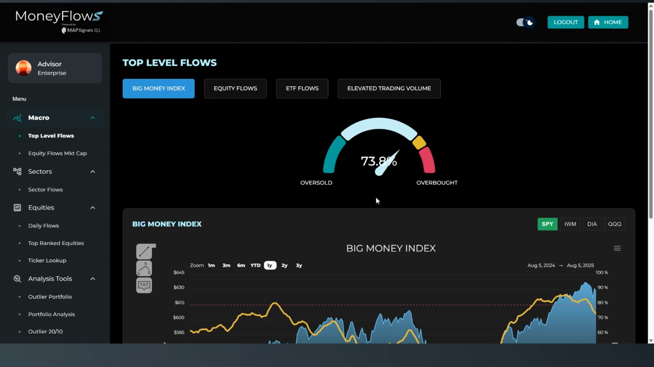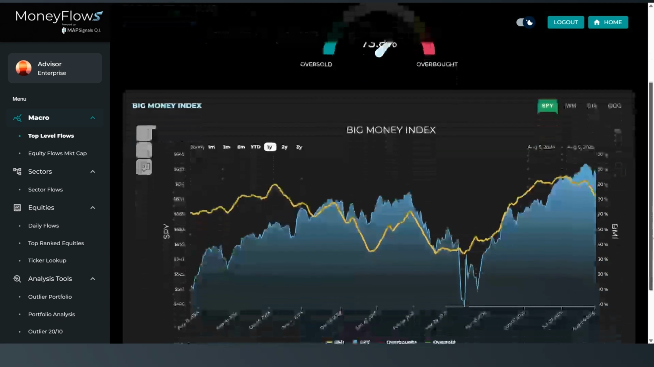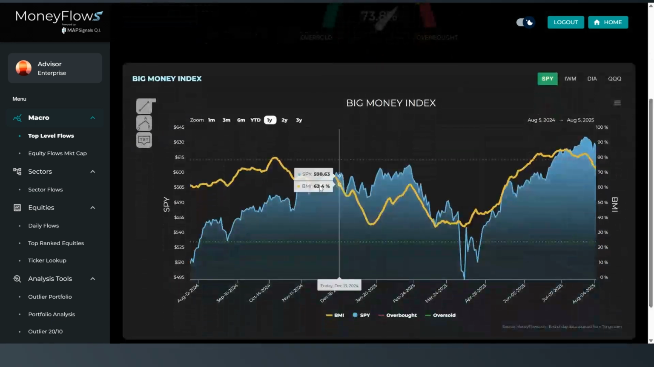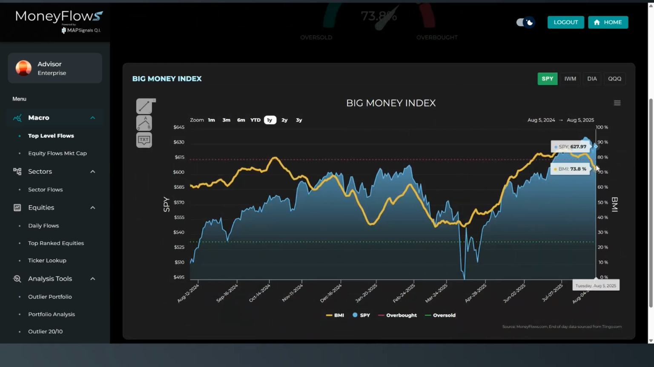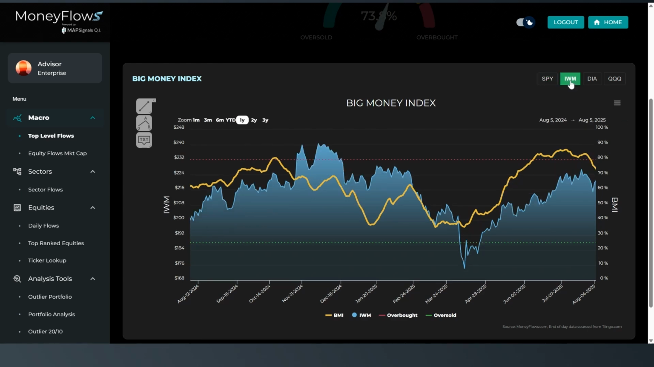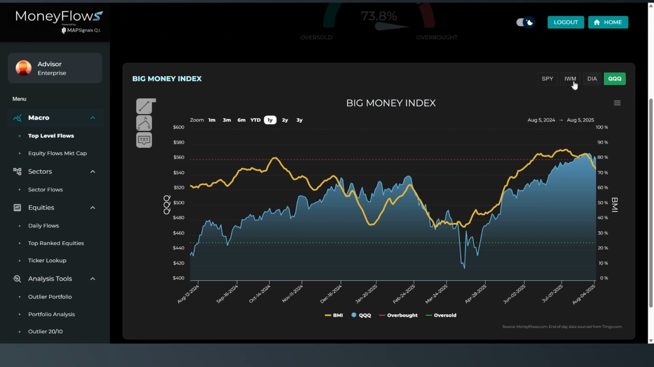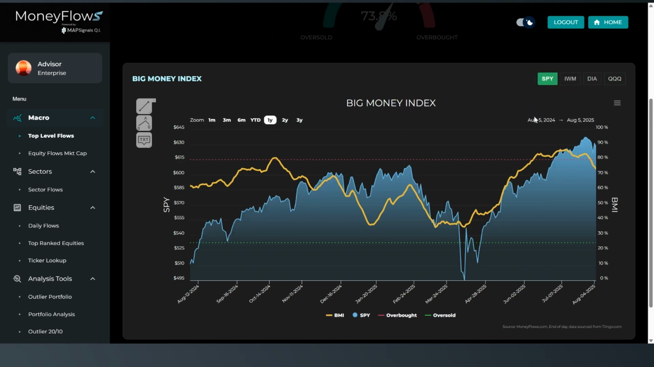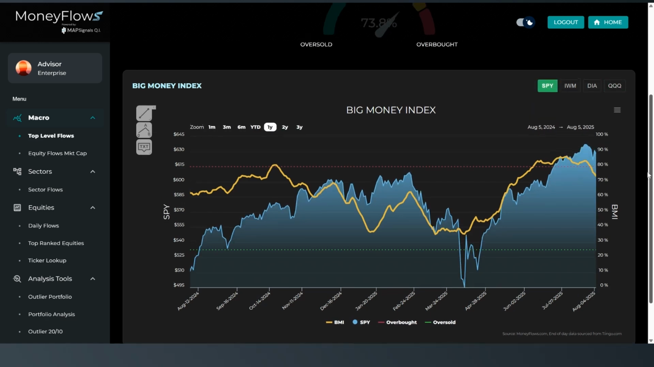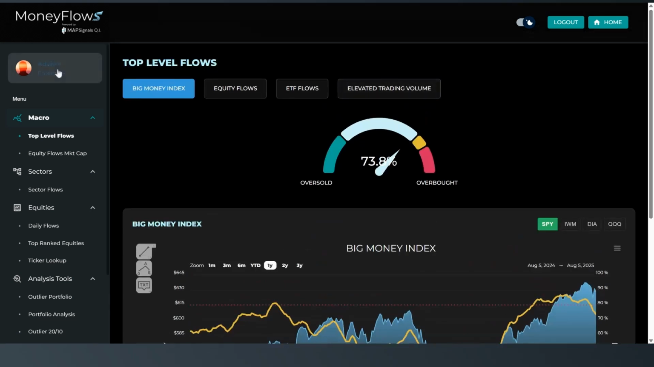So right up at the top, you get an oversold, overbought indicator telling you where we are in the stream of things. You get a hover over experience of the BMI that updates daily. And you can have this BMI be over the SPY, IWM, diamonds, or triple Qs. I like using SPY. Also up here, you're going to see three other items that you can look at.